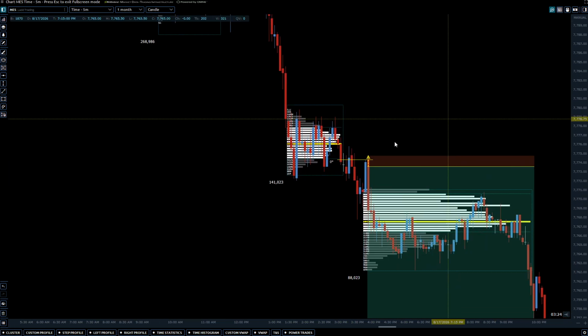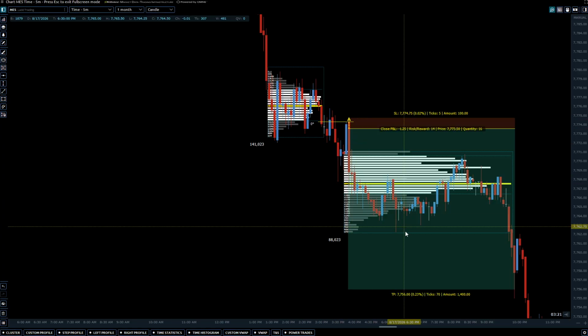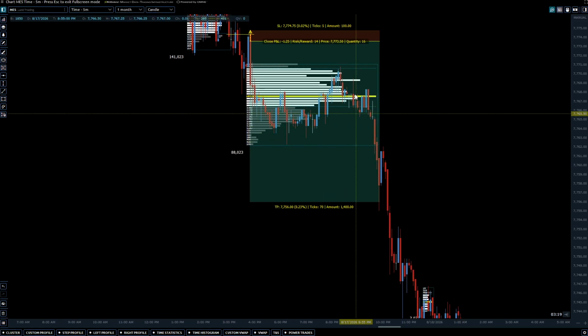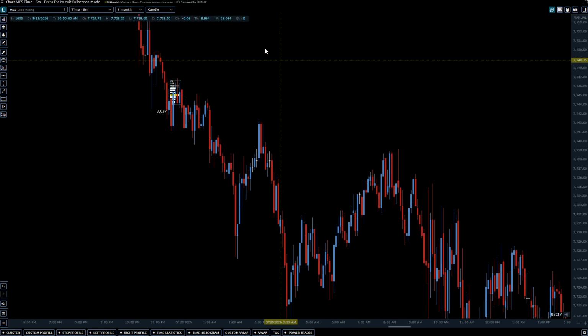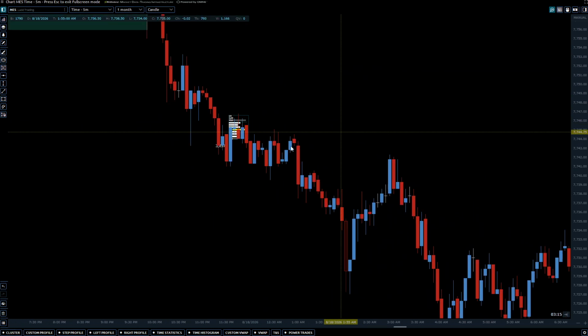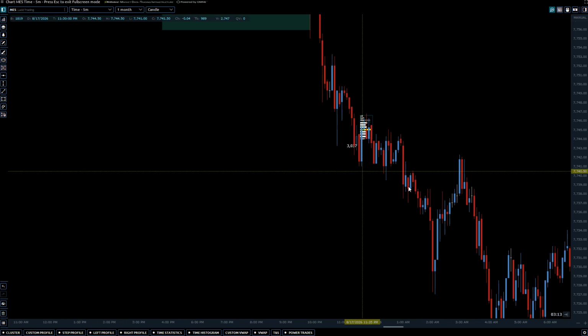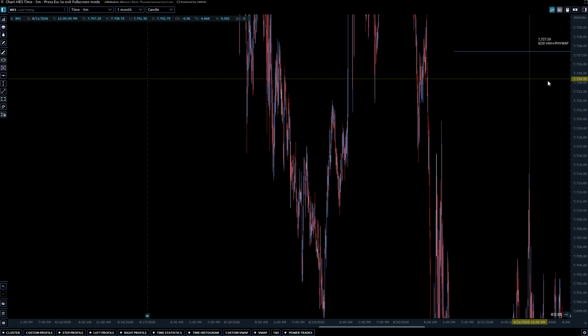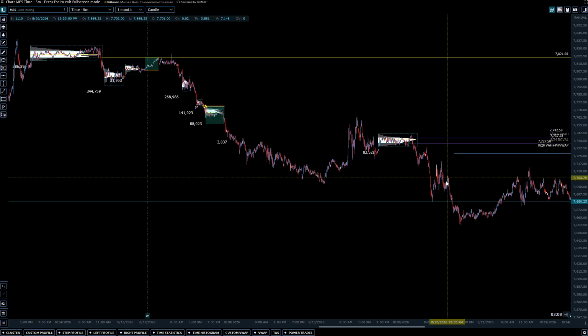Again, here, there's the value area low. The break again here. And yeah, just have once again here, little range, blah blah blah. But yeah.